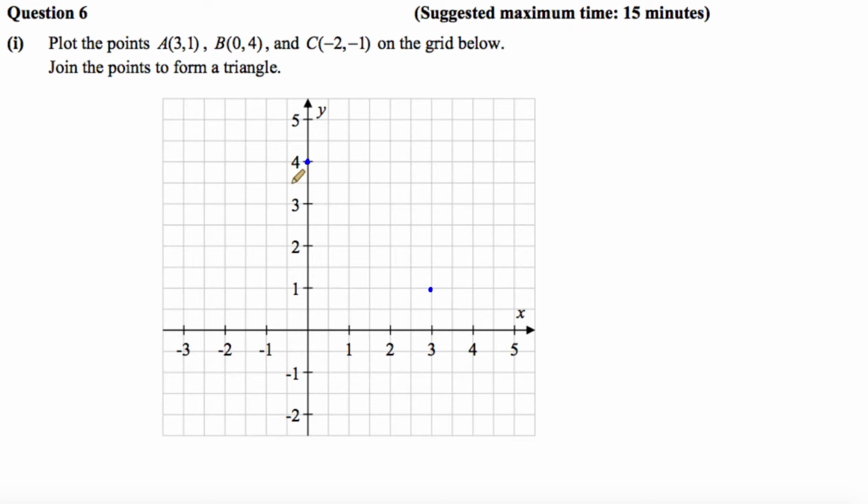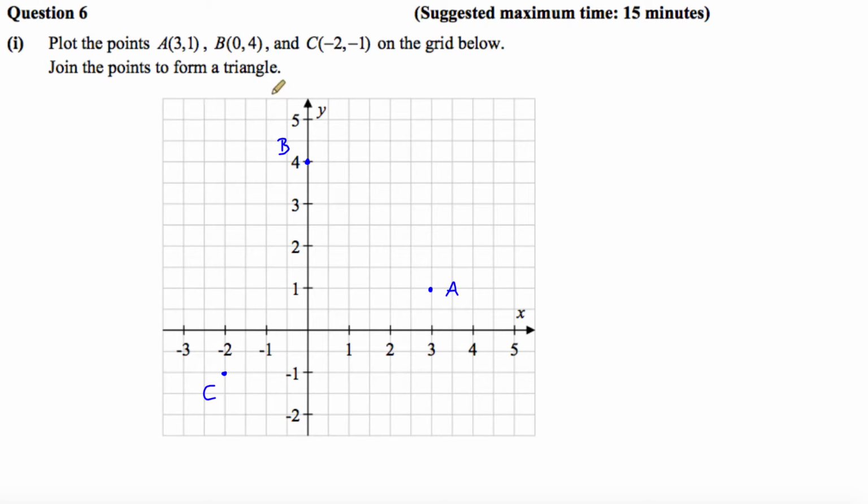on the y-axis. And finally, I'm just going to label them, that's A, that's B, and finally C, which is over to -2 on the x-axis and down to -1 on the y-axis. So there's our point C.